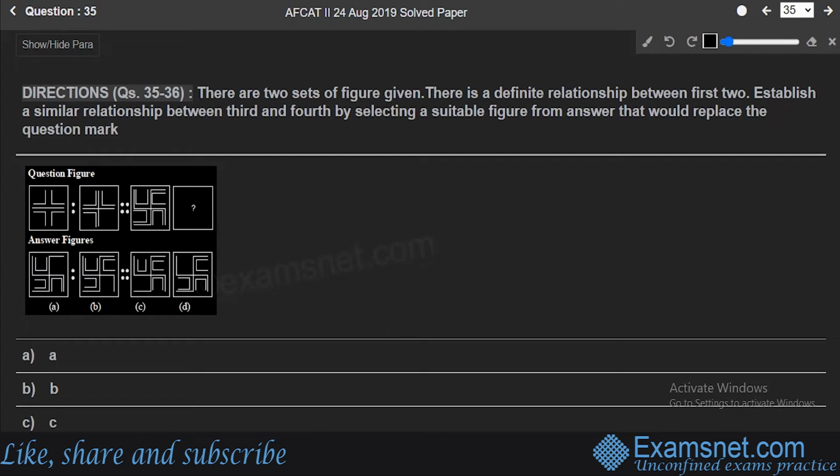The line segments from the bottom right corner. This is the bottom right corner. The line segments from the bottom right corner seem to be missing over here. So that means this one portion will be missing in the answer in the question mark also.